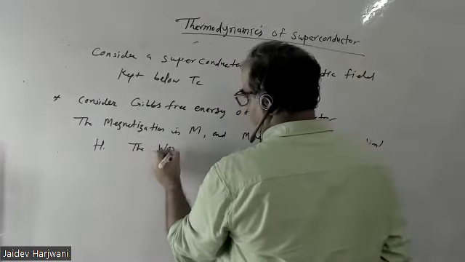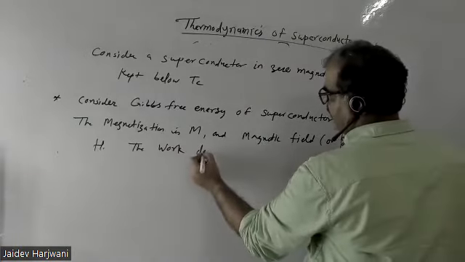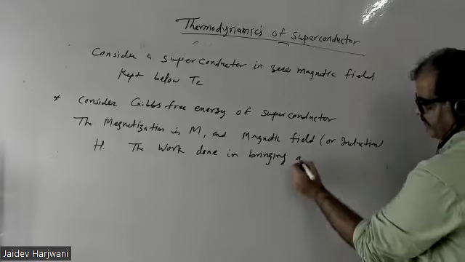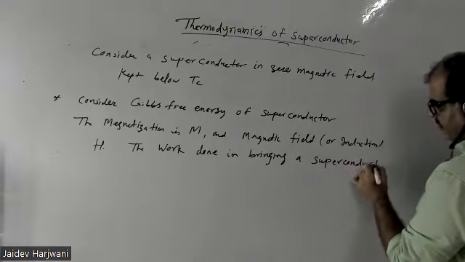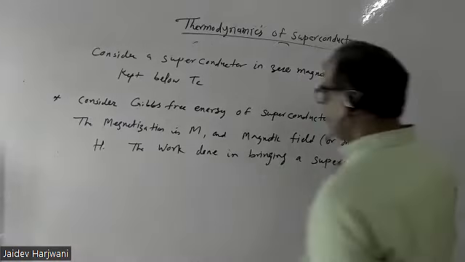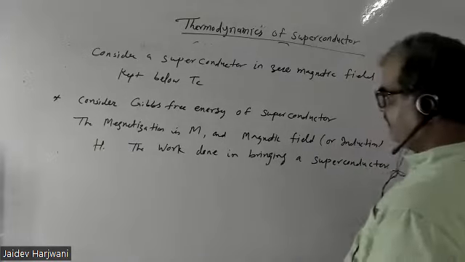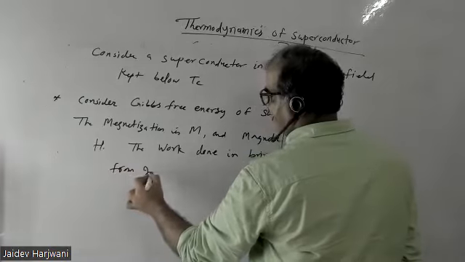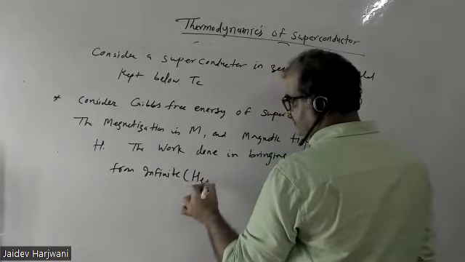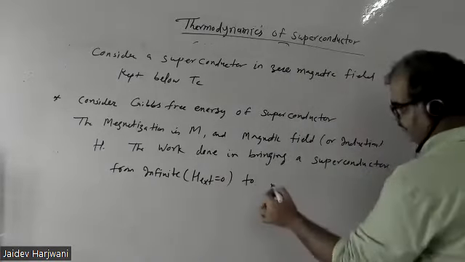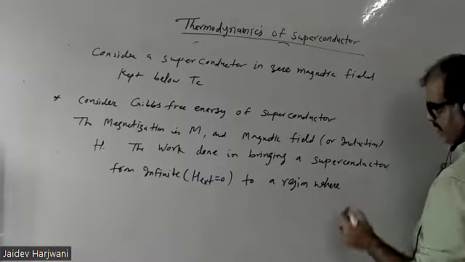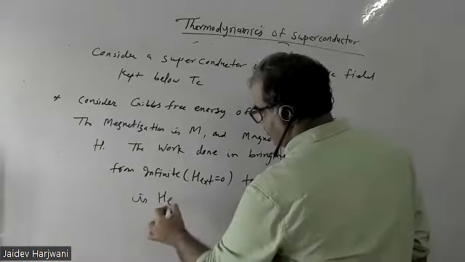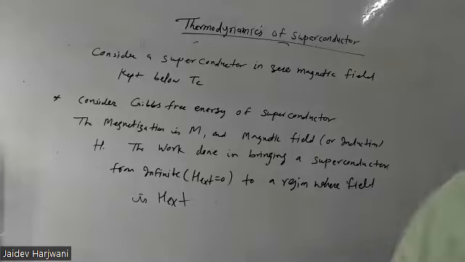So the work done in bringing a superconductor into a magnetic field, from infinity, I mean from a region where the external H is 0, to a region where the field is H external. So with the magnetization M and the magnetic field H, I'm bringing the sample into the magnetic field.